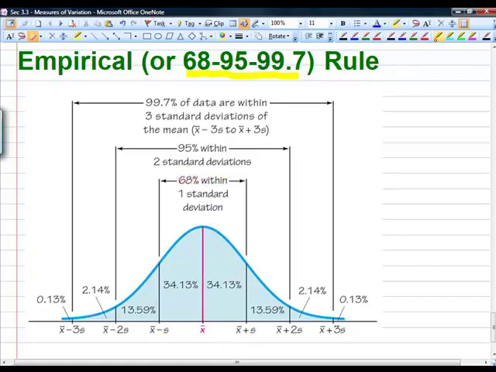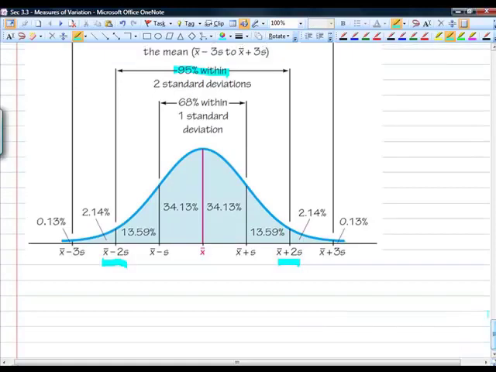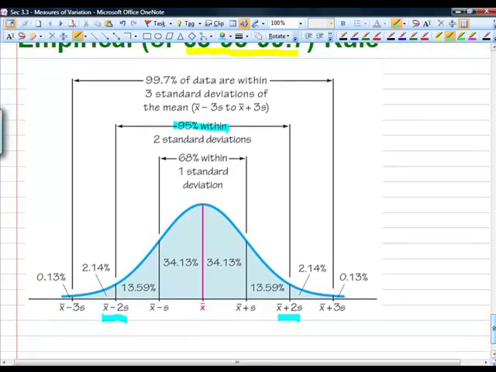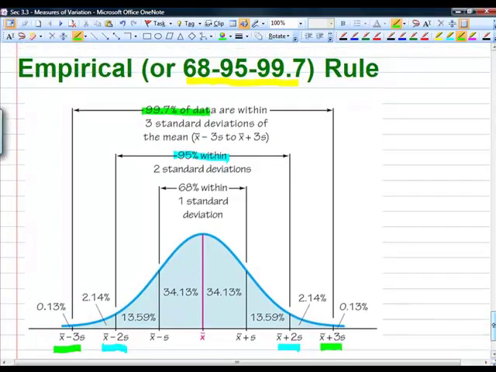Can you tell? Go out 2 standard deviations, and we have 95% of the data lying within 2 standard deviations of the mean. And remember, that's where we cut off our usual from our unusual, because 95% is a lot, but it's not so much that we have to be crazy about it, right? And then if you go out 3 standard deviations, 99.7% of the data lie within 3 standard deviations of the mean.